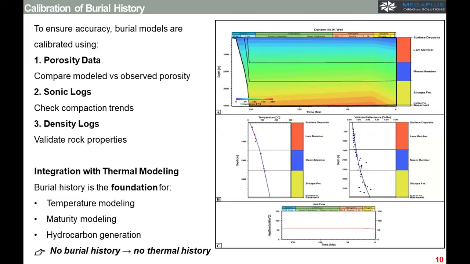All these steps are run only in the 1D model. After that, if you use the proper input data and you calibrate it well, your model in 2D and 3D will be a very easy workflow. It's not an issue because all the calibration is done in these steps.